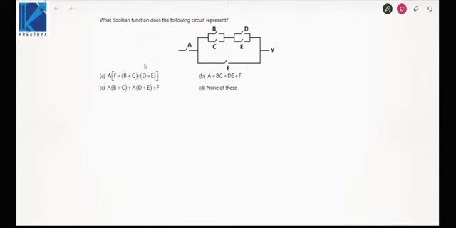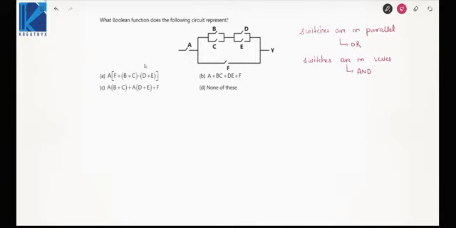Next problem. What Boolean function does the circuit represent? In such kind of question, when switches are in parallel, then it represents OR operation. When switches are in series, then it represents AND operation.